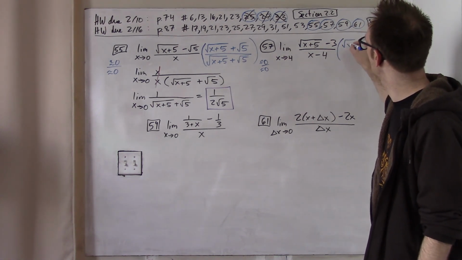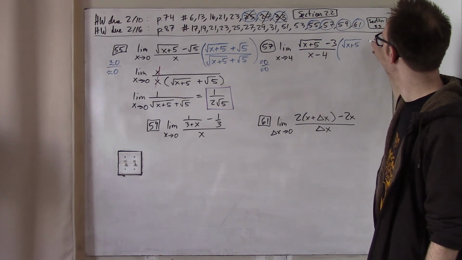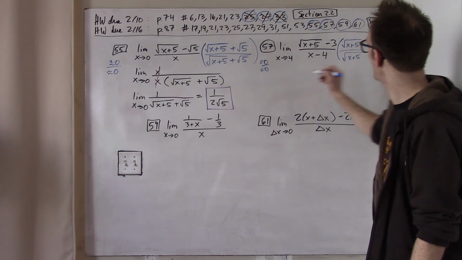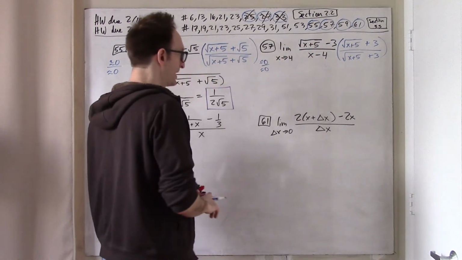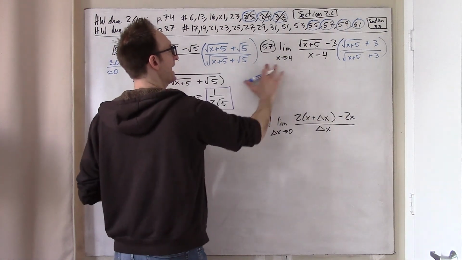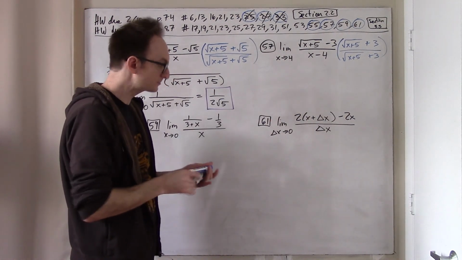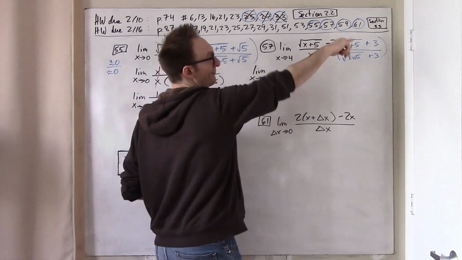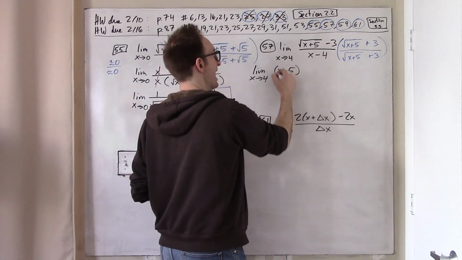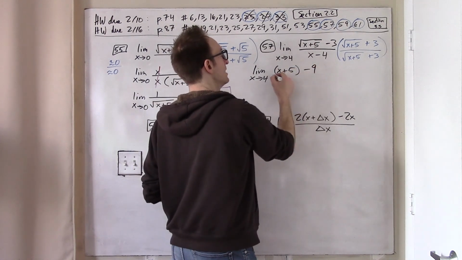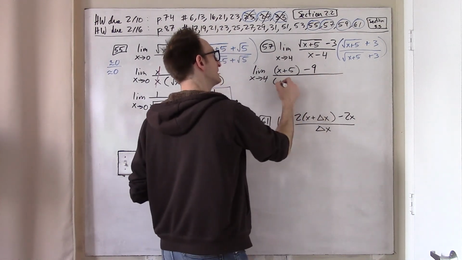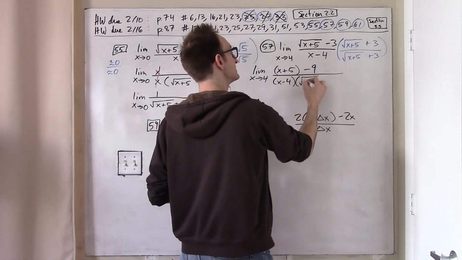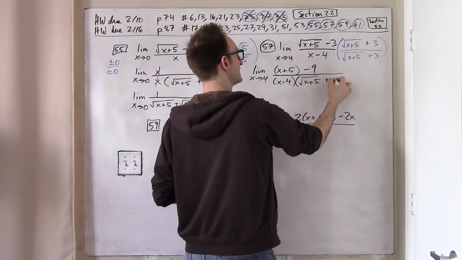So I will multiply the top and bottom by root x plus 5 plus 3. That's going to unlock the information up there. And all right, what do I get now? Well, up top, this becomes the limit as x approaches 4 of, in the numerator, x plus 5 minus 9 over, and on the bottom it really does make sense to just not simplify, just leave it as x minus 4 times root x plus 5 plus 3.